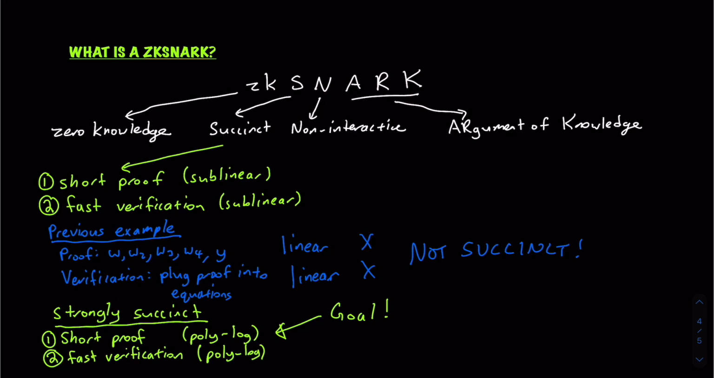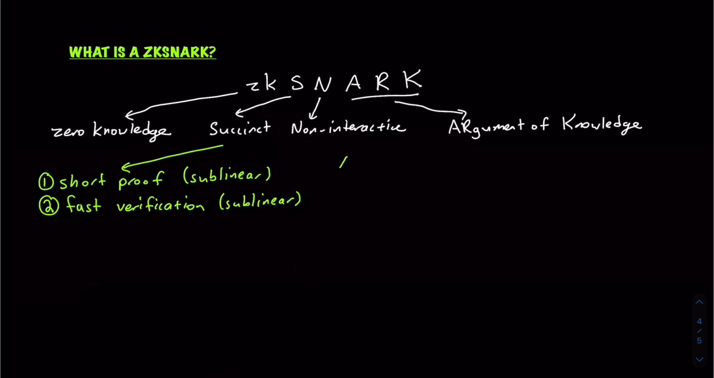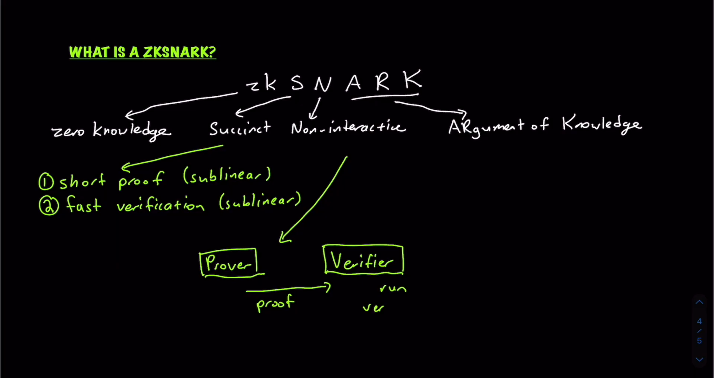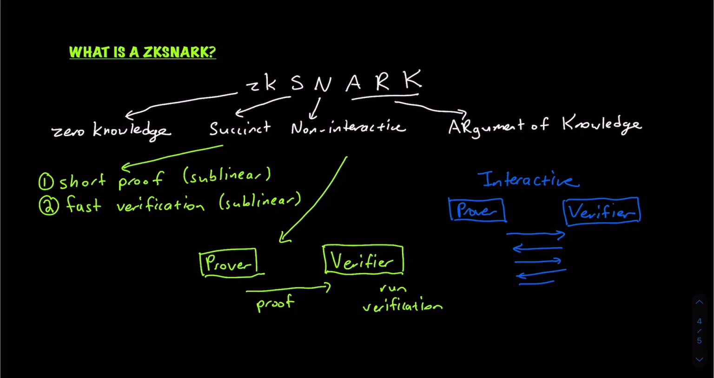Okay, let's move on to non-interactive. This just means the prover sends one proof to the verifier, and the verifier can check it locally and either accept or reject it. This is different from interactive proof systems, where the prover and verifier go back and forth, sending multiple messages and proofs before the verifier makes a decision. There's something called the Fiat-Shamir transform that can turn certain interactive proofs into non-interactive ones. We'll cover that in a later video. For now, just know that our goal is non-interactivity, especially in blockchain applications.